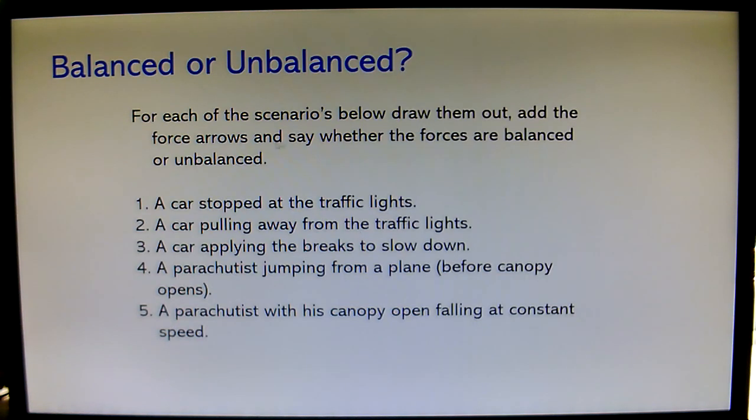On this one, what you're going to do is draw them, and then you are going to add arrows. That's my doorbell. You're going to add arrows to show the size of the forces in each direction. So you need to draw the car, or you need to draw the object. You need to draw the arrows with the forces on with the right sizes to show what's happening.